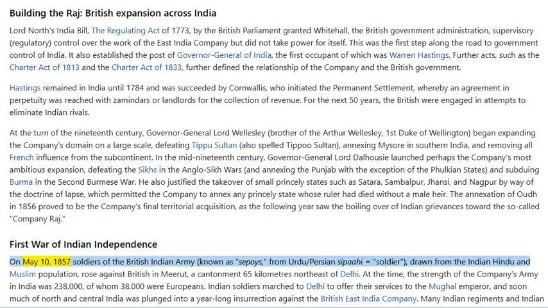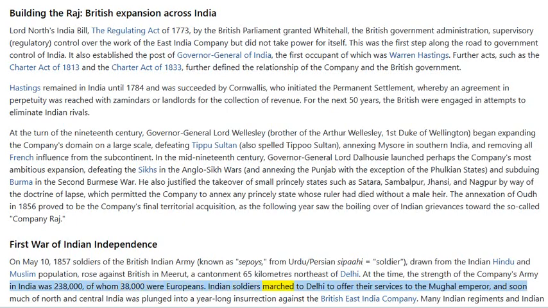On May 10, 1857, soldiers of the British Indian Army, known as sepoys, from Urdu and Persian sipahi, meaning soldier, drawn from the Indian Hindu and Muslim population, rose against the British in Meerut, the cantonment 65 kilometers northeast of Delhi. At the time, the strength of the company's army in India was 238,000, of whom 38,000 were Europeans.